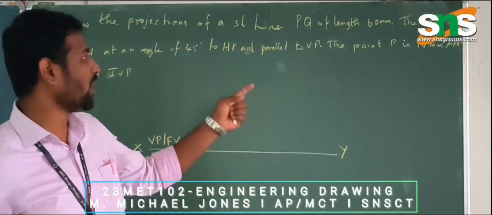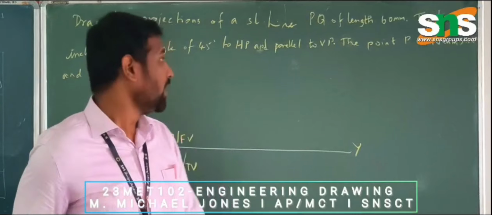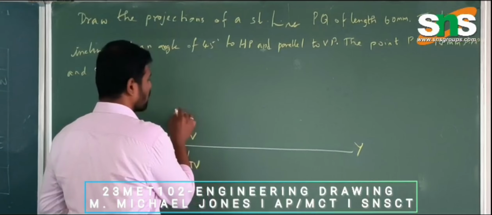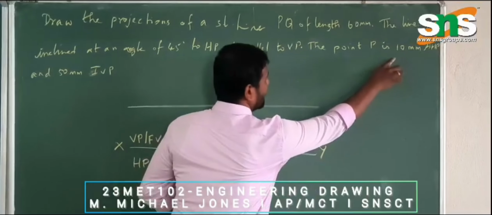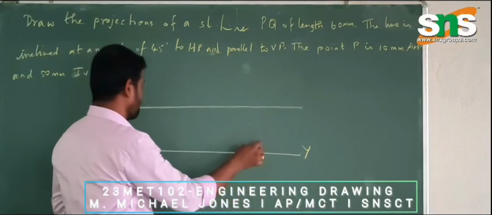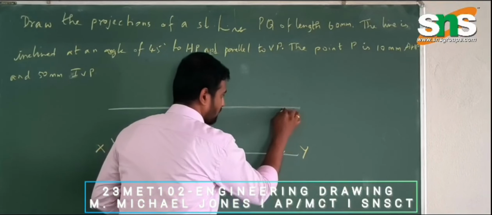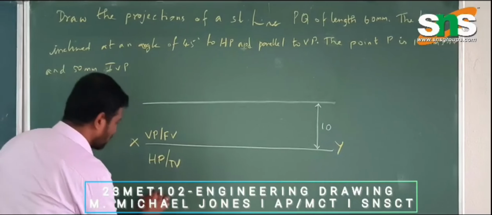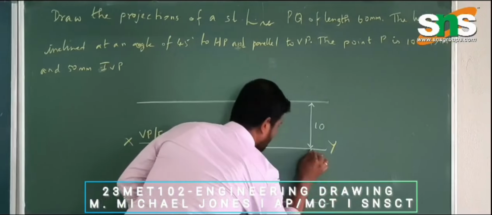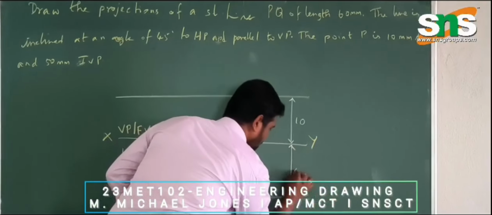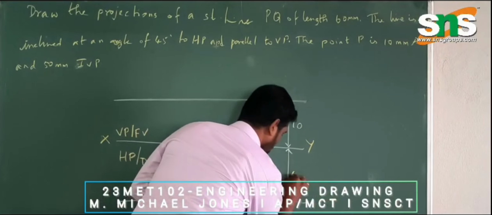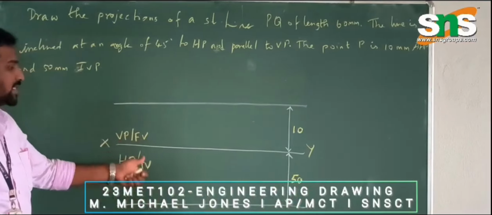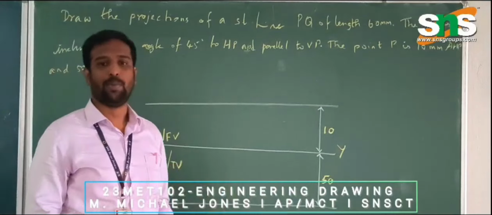Initially we are given point P, it is 10 mm above HP and 50 mm in front of VP. So to draw that, we are going to draw two locuses. That is 10 mm above HP, so above the reference line I am drawing 10 mm, and it is 50 mm in front of the vertical plane, so below the reference line I am drawing another straight line. So two locuses I have drawn, and I have to locate my points P dash and P.